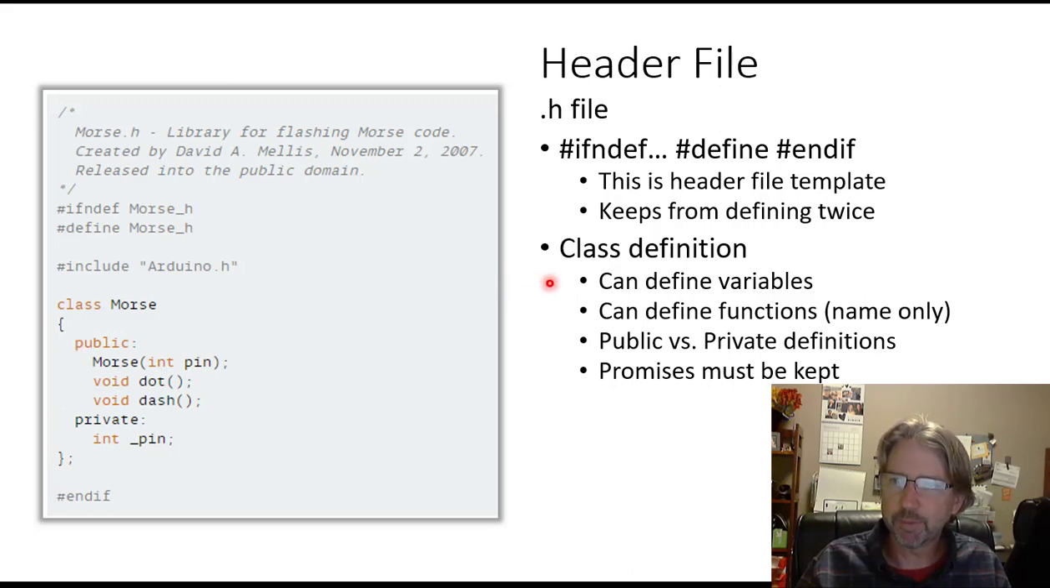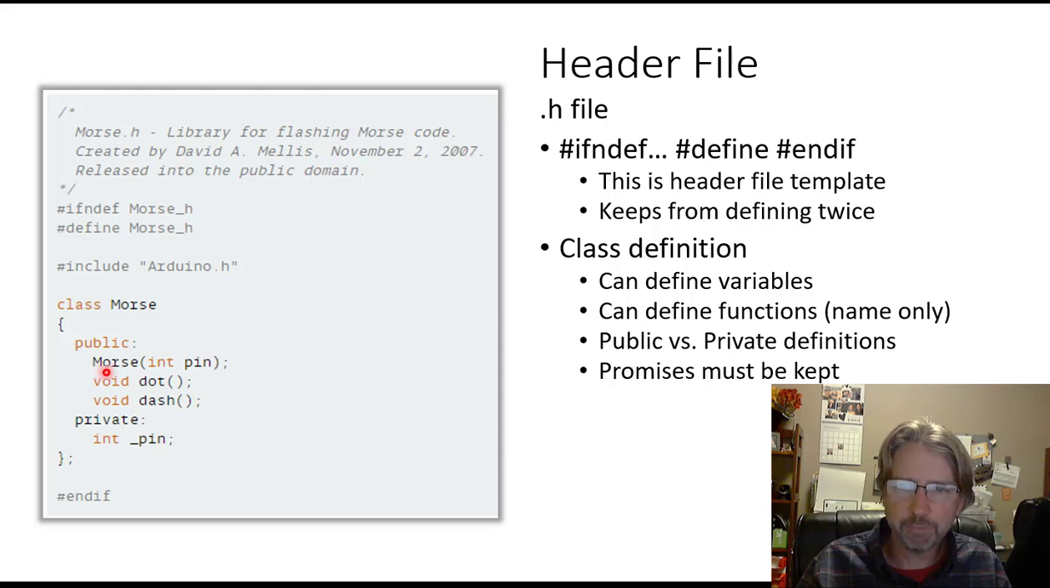And then we're defining variables and we're defining functions. So we've got a function named dot and a function named dash that we used in the original program. Remember, we had these two functions, so we want to put them there again. And then we have a few other things.